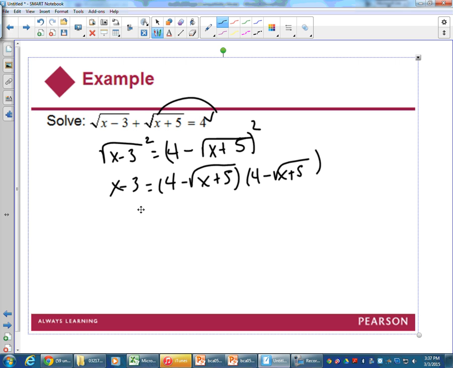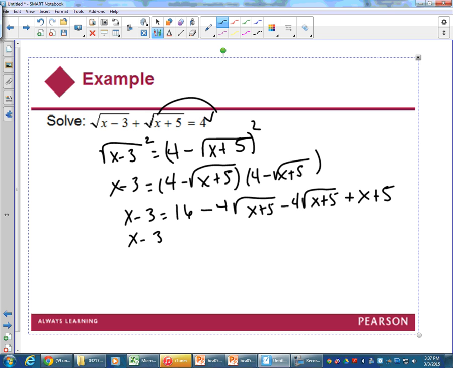Okay, so x minus 3 equals, this would be 16 minus 4 square root of x plus 5. 4 times square root of x plus 5, and then the inners would be minus 4 square root of x plus 5. And for the last one, minus square root of x plus 5 times minus square root of x plus 5 is going to be plus x plus 5. So I need to do some gathering over here and see if I can put some of these things together. I've got 16 plus 5, that's 21. Then I've got plus x. If I put these two together, that's minus 8 square root of x plus 5.